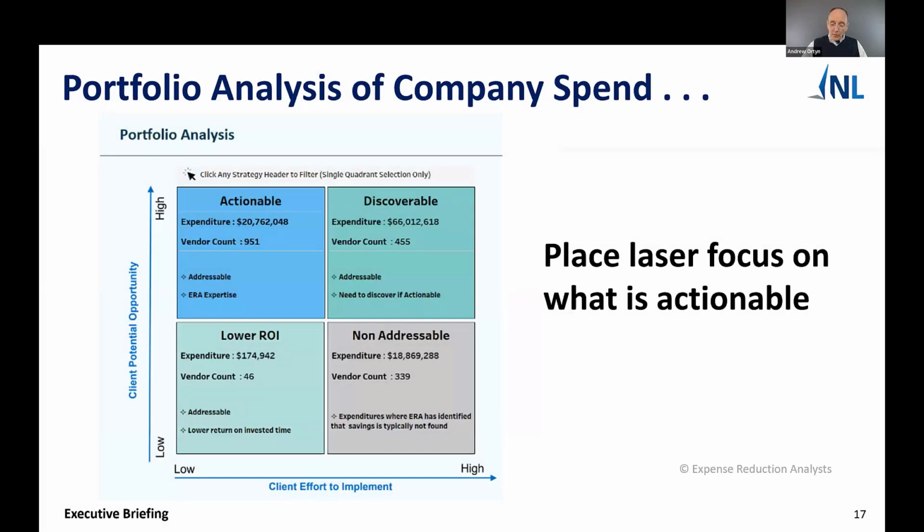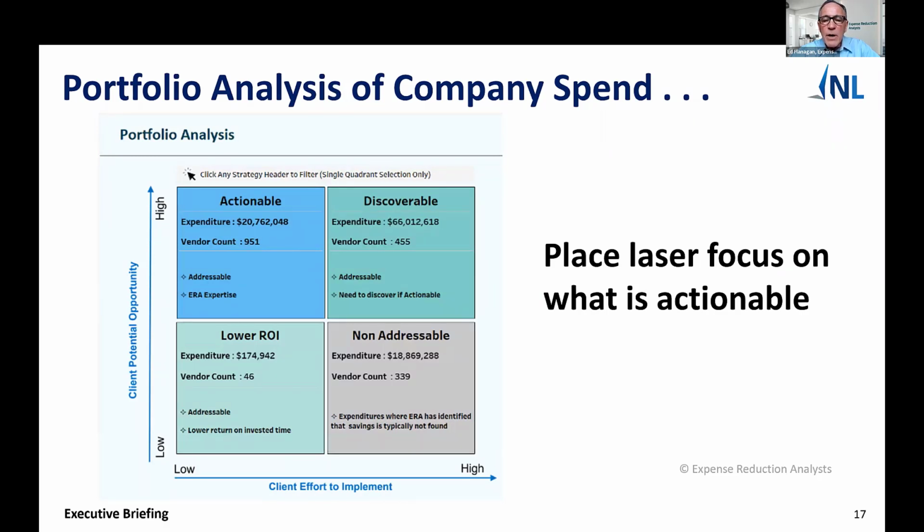Talk to us about portfolio analysis of a company's spend and why this is so important. So, Drew, when we get a company to provide us with a 12-month general ledger of all their expenses, so we don't need payroll, we don't need the balance sheet, just their expenses, what we do is we break it down to 4 different quadrants. And as you can see, the actionable categories are the ones that we focus on because we have deep experience in those. We can also look at the discoverable categories once we obtain additional data.